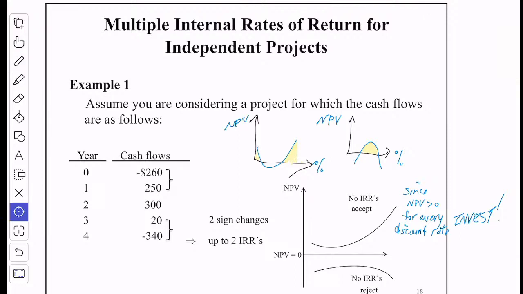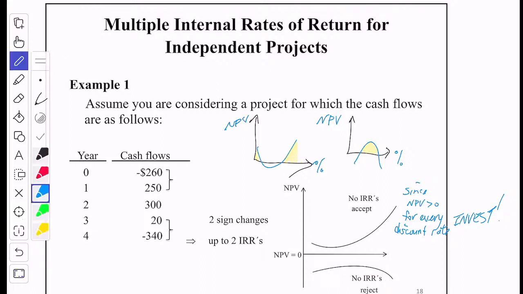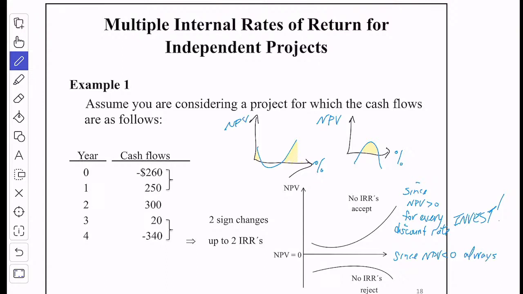What if there are no IRRs here? It never crosses, but we're always below. In other words, NPV is always negative, no matter what the discount rate is. Never invest in this project, no matter what the discount rate is. Very good. Okay, good. So those are the criteria.